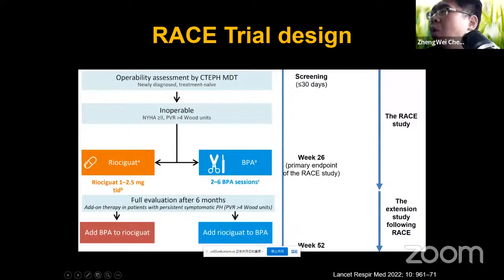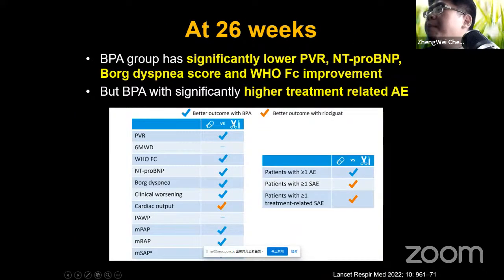After the primary endpoints at week 26, BPA was added to riociguat, and riociguat was added to BPA. The primary endpoint at 26 weeks shows that the BPA group has significantly lower PVR, NT-proBNP, and better dyspnea score and WHO functional class improvement. But BPA shows significantly higher treatment-related adverse events.